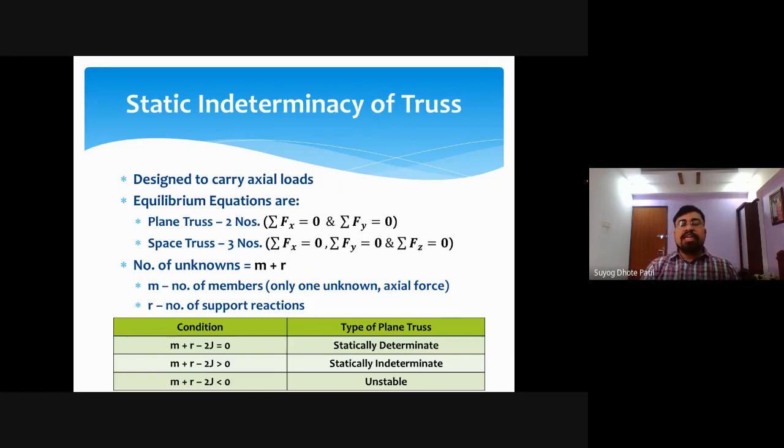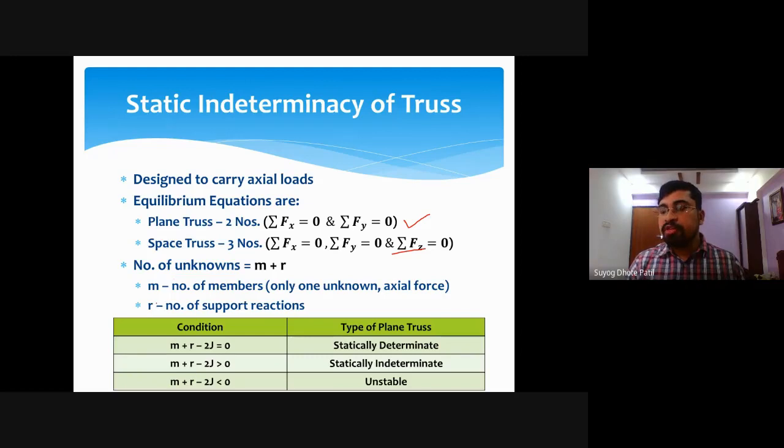Static indeterminacy for trusses. For a plane frame, the number of equilibrium equations will be three. Here it will be two, because it is pin jointed, and pin joints are nothing but hinge supports, and only two equations are there: summation Fx and summation Fy equal to 0. For a plane truss, it is 2. For a space truss, it is 3, that is summation Fx, Fy, and Fz equal to 0. So the number of unknowns are there, member forces are there.